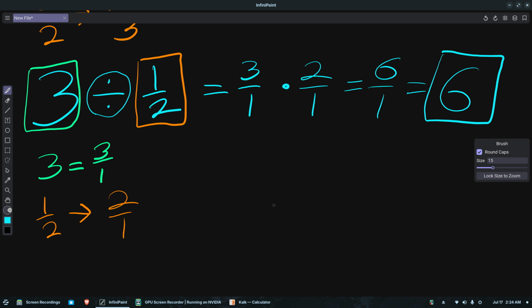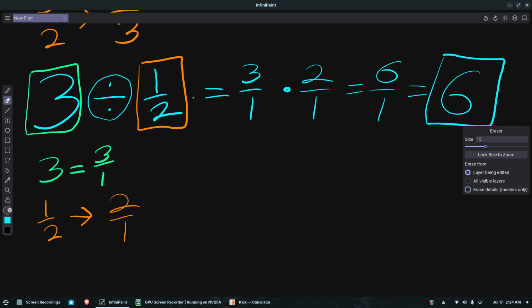We divided 3 by 1/2, and we got a number that was larger than 3 after this process was over. We actually got 6. So something to keep in mind when you are dividing by a fraction that is less than 1, then the value of the number being divided is actually going to increase.